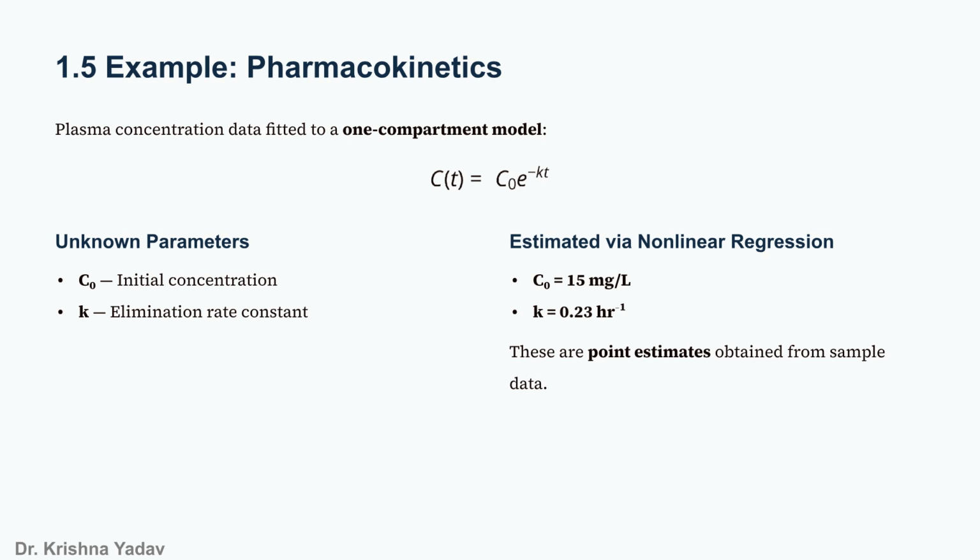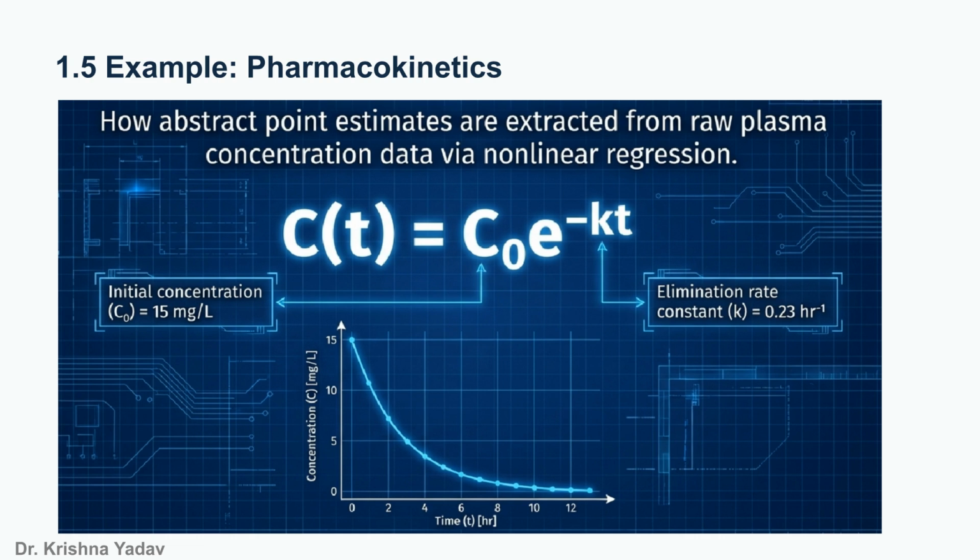An example of estimation in pharmacokinetics involves fitting plasma concentration data to a one-compartment model. Nonlinear regression estimates unknown parameters like initial concentration, C0, and elimination rate constant K, providing point estimates. This figure illustrates how the point estimates of C0 and K are extracted from raw plasma concentration data using nonlinear regression, fitting the data to the one-compartment model equation.